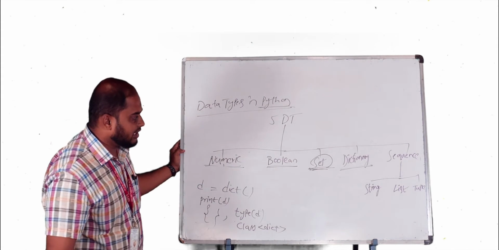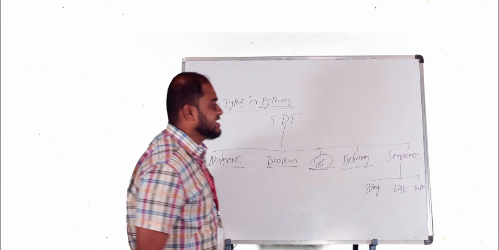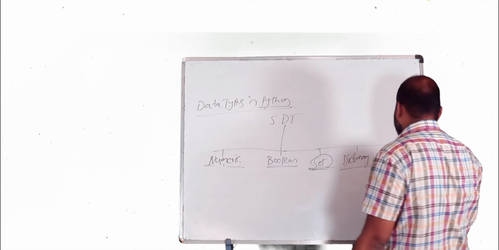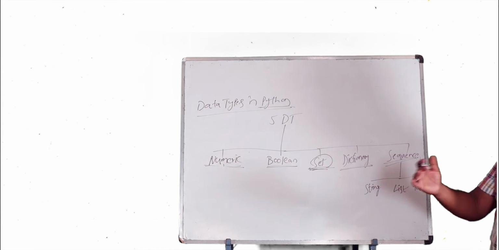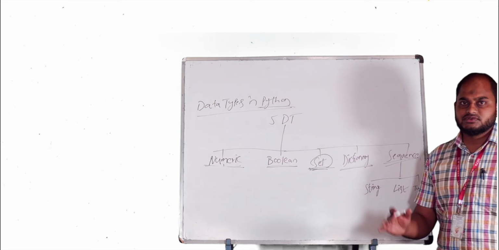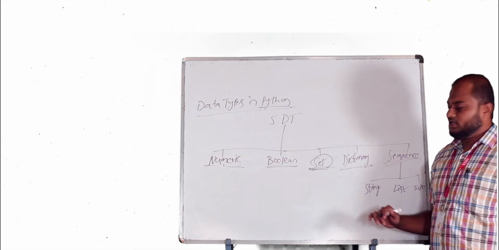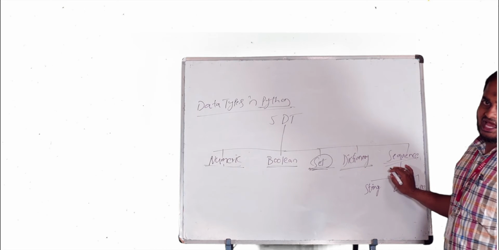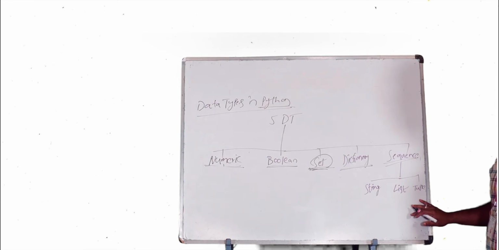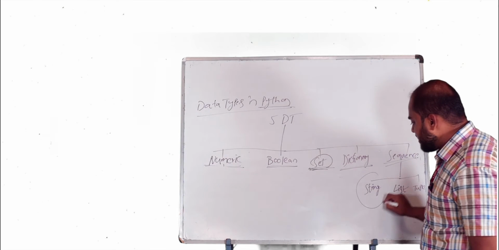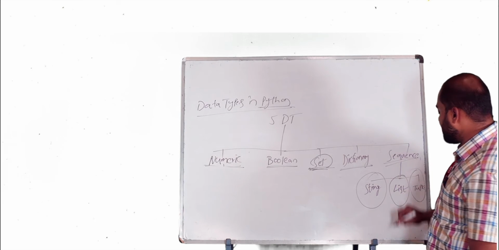Now moving on to the last data type in Python programming, that is called sequence. A sequence is nothing but items arranged in a sequential, continuous, linear way. Sequence is a data type which is a collection of items, and it has 3 different data types under it. The first one is string, the second one is list, and the third one is tuple.